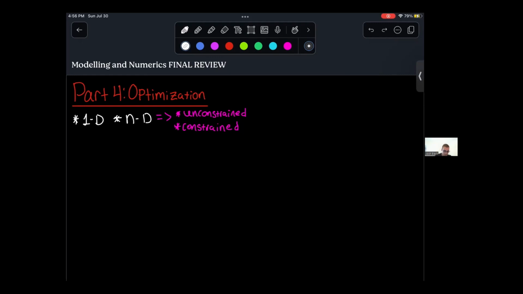Now, an unconstrained optimization problem asks you to find the global maximum or minimum, or the global optimum. This is the highest or the lowest point in the entire function. A constrained optimization problem gives you a local optimum. This local optimum is between an interval given.